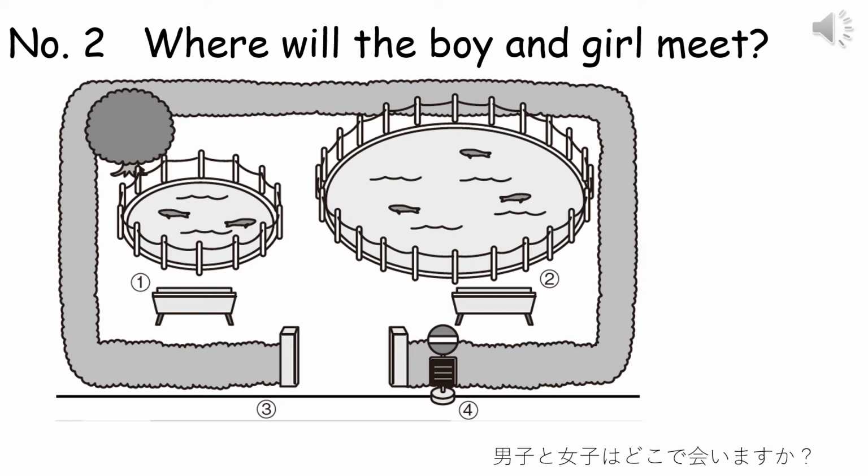Number 2. I'll wait for you by the pond. Which pond? There are 2. How about meeting by the main entrance, next to the bus stop? No, go to the small pond. We can sit on the bench there. Okay, that sounds nice. Question. Where will the boy and girl meet?